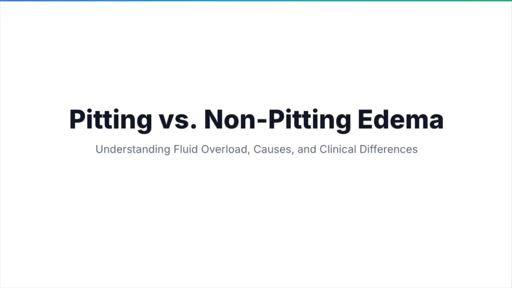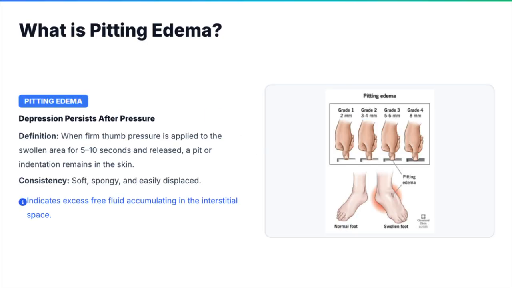Welcome to this video, where we will explore the differences between pitting and non-pitting edema to help you understand fluid overload, underlying causes, and clinical assessment techniques. Pitting edema is defined by an indentation that remains in the skin after firm thumb pressure is applied and released for 5 to 10 seconds. Its consistency is typically soft and spongy, indicating that excess free fluid has accumulated in the interstitial space.